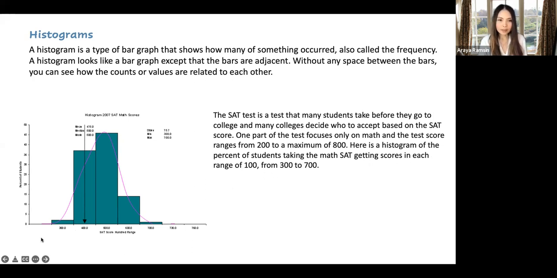Okay, so this one is like 100 scores apart. Okay, and so starting from 300, this one here, to 700. It's quite small, but okay, it's good enough to understand what a histogram looks like. So now, what do we know from looking at this histogram? What can you tell me from looking at this histogram?